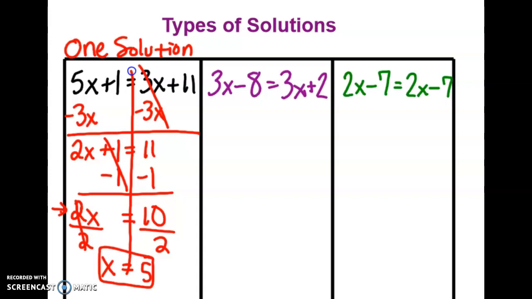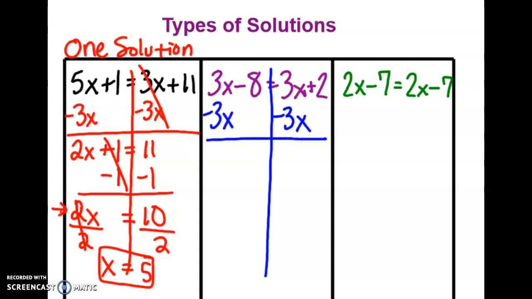So looking over here at the next one, we have 3x minus 8 equals 3x plus 2. Once again, we have variables on both sides, so I need to get rid of one of them. So I'm going to subtract 3x. 3x minus 3x is 0, so all that's left on this side is a negative 8, equals 3x minus 3x, also 0, so all that's left on this side is 2. So notice what happened here. Our variables were eliminated on both sides.